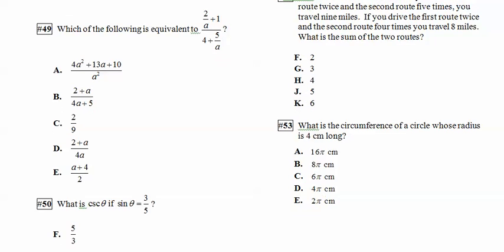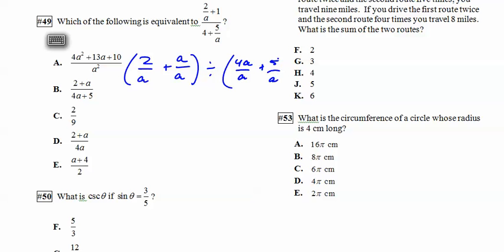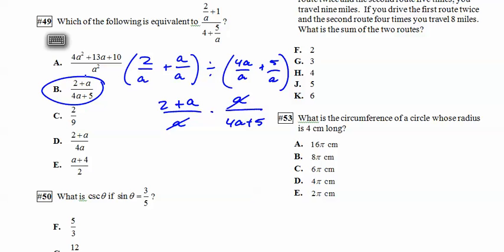Which of the following is equivalent to this complex fraction? Well, remember that this just means divided by, so I'm going to go find my common denominators. Divided by. And divided by means flip the fraction. So 2 plus a over a times a, I'm flipping the fraction over 4a plus 5. Cancel. We're left with that.